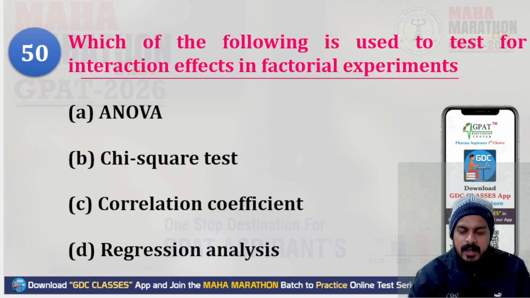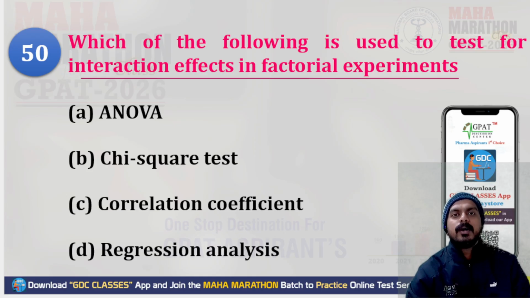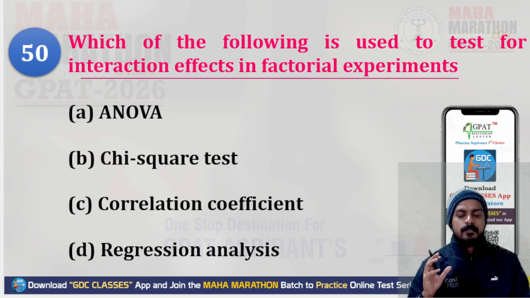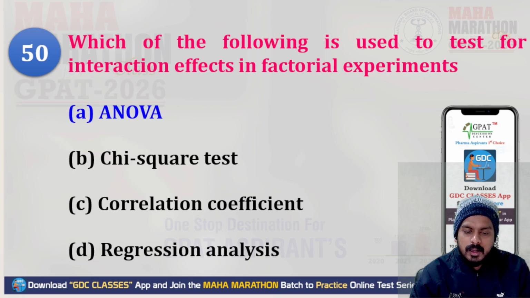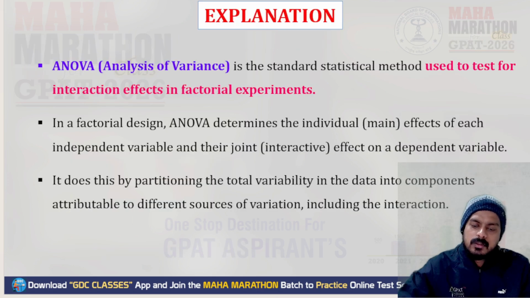So that is called ANOVA, analysis of variance. ANOVA is basically used for comparing the parameters within different groups, so that is called the factorial interaction effect. So option A is the correct answer. ANOVA is a standard statistical method used to test interaction effects in a factorial experiment. In factorial designs, ANOVA evaluates the individual effect of each independent variable and the joint effect on the dependent variable.